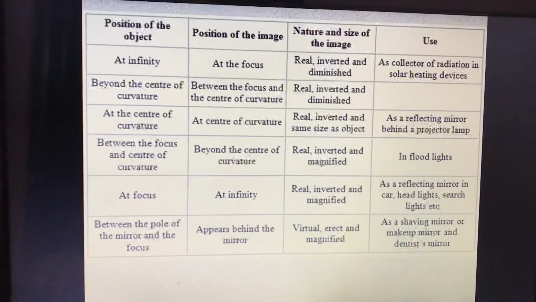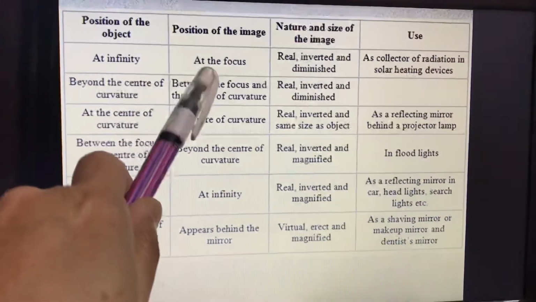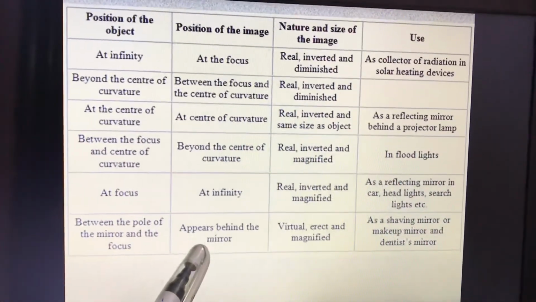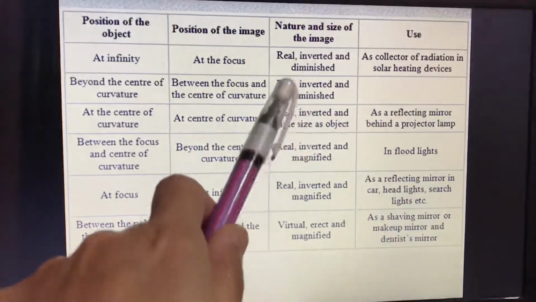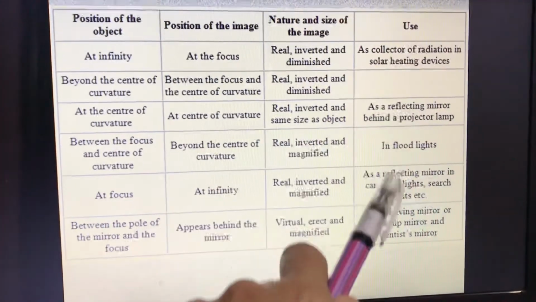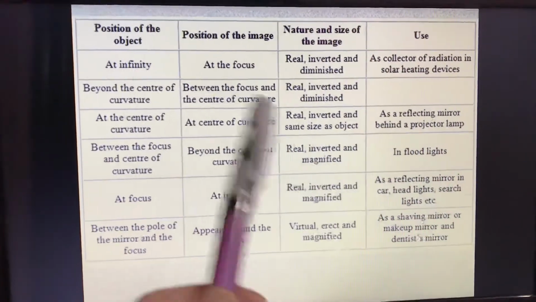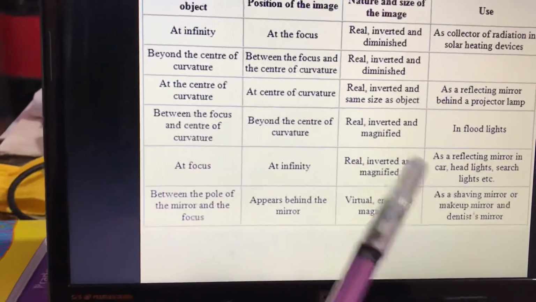Now these are the different positions of the object, and this column gives the position of the image formed by the concave mirror. This column gives the nature and size of the image, and where we use this mirror at different positions of the object.